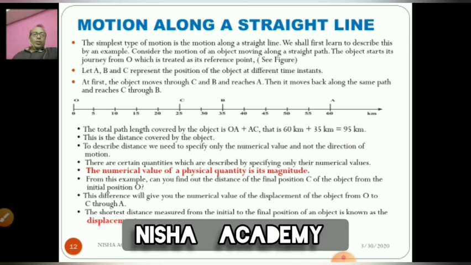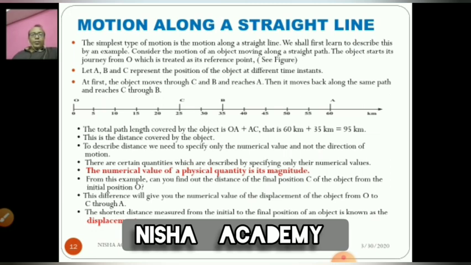Let us learn about motion along a straight line. Motion along a straight line is the simplest type of motion, and we will first learn to describe it by an example. See the figure below. Consider the motion of an object along a straight path. The object starts its journey from point O, on the very left side, which is treated as the reference point or origin. Let A, B and C be three different positions of the object at different time instants.